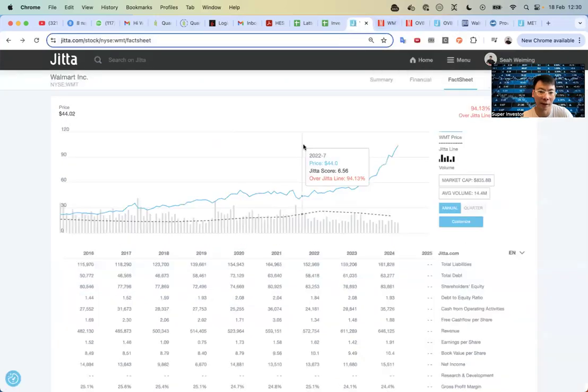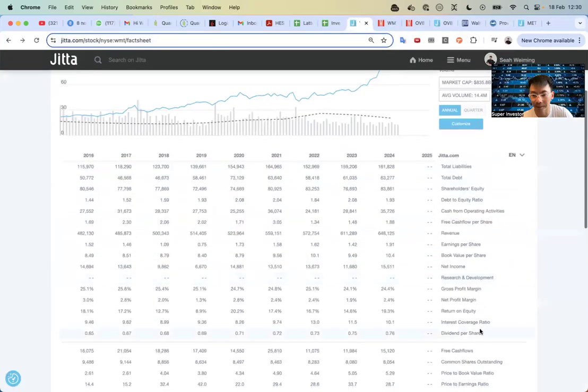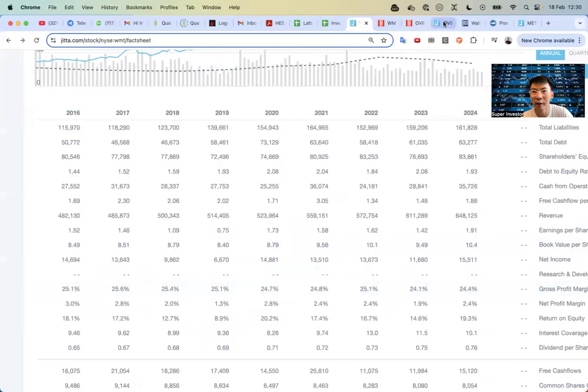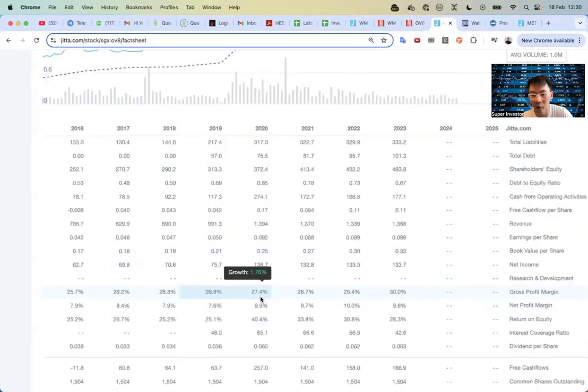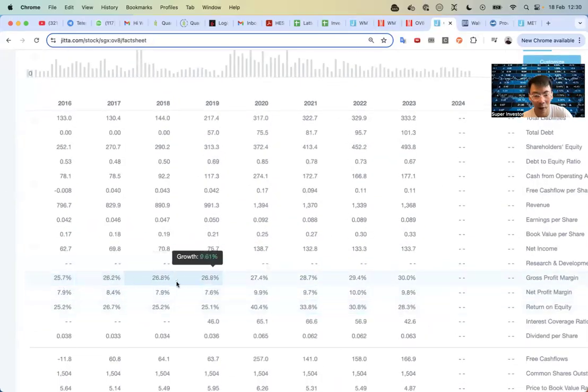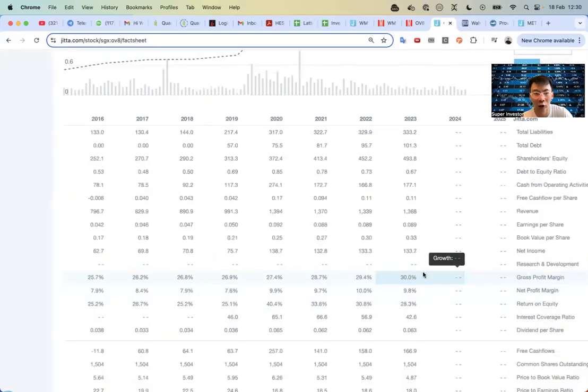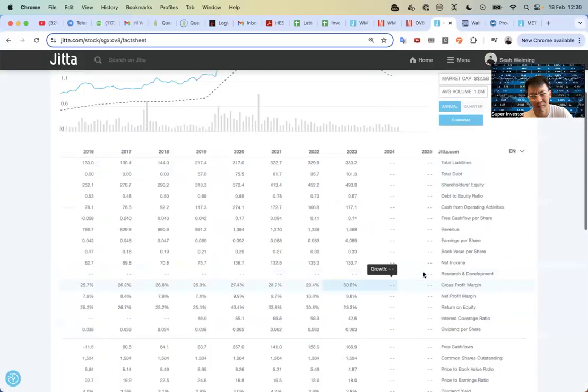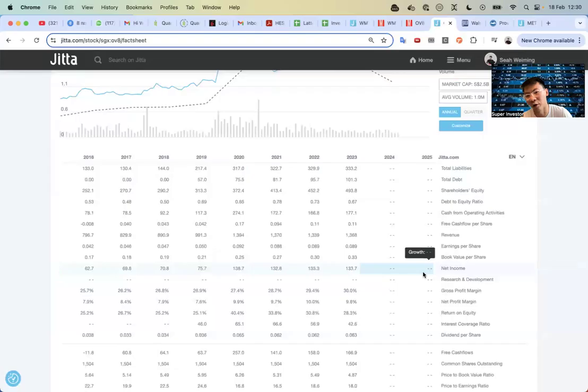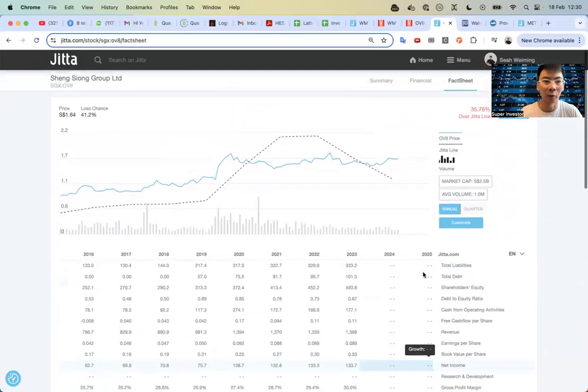Okay, so Walmart versus, let's say, Sheng Siong. You look at Walmart, gross margin about 20%, 25%, 27%. And for Sheng Siong, which is a supermarket in Singapore, it is about 25% to even up to 30%. You can see that Sheng Siong is more efficient. Maybe not a lot more, but it's more efficient, correct. So this is the way that we look at it.